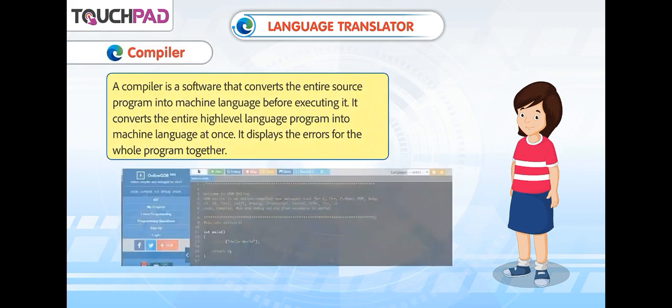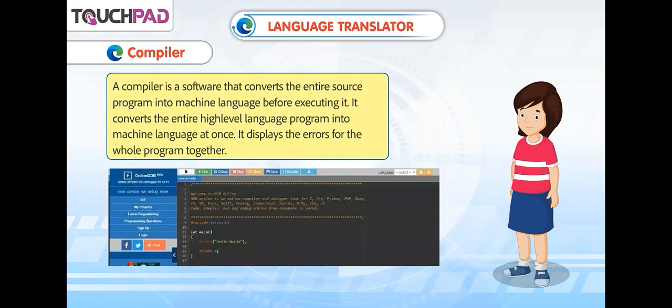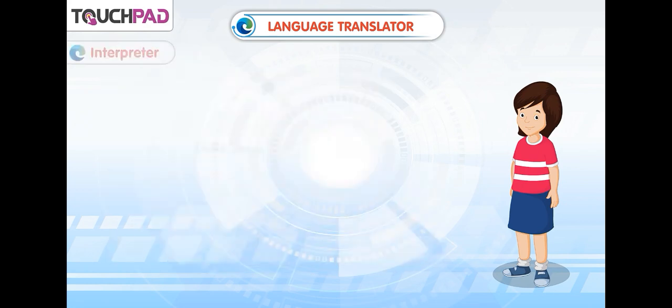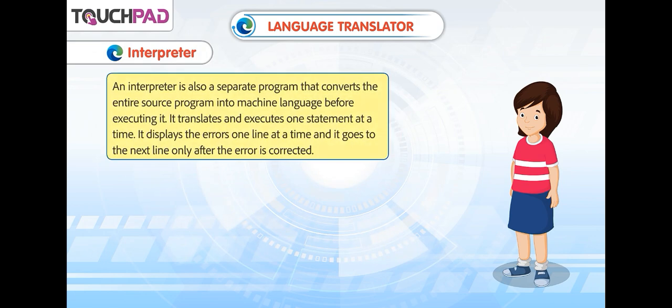Compiler. A compiler is software that converts the entire source into machine language before executing it. It converts the entire high-level language program into machine language at once. It displays the errors for the whole program together. Interpreter. An interpreter is also a separate program that converts the entire source program into machine language before executing it.